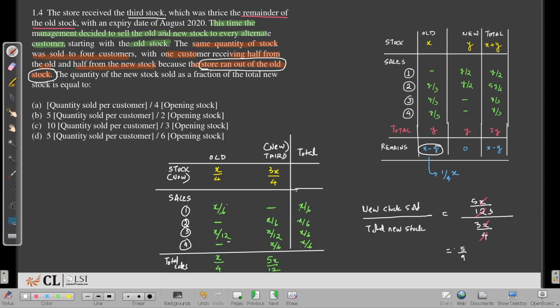But unfortunately, in this particular question, the options are not given in this format. The options give the quantity sold per customer and opening stock. We're looking at that ratio, okay? Quantity sold per customer and opening stock. So that's what you're looking at.